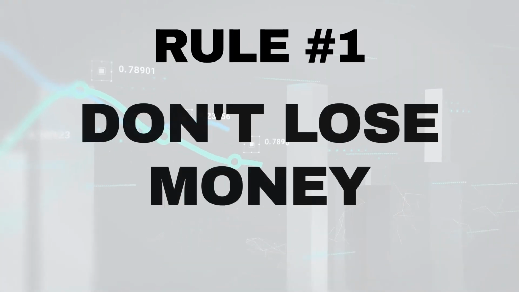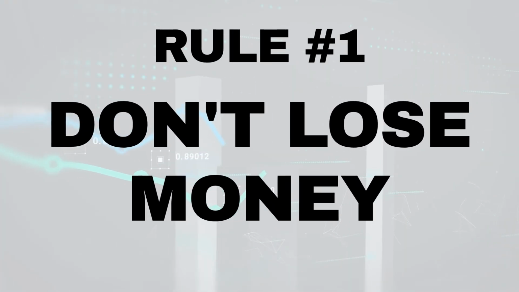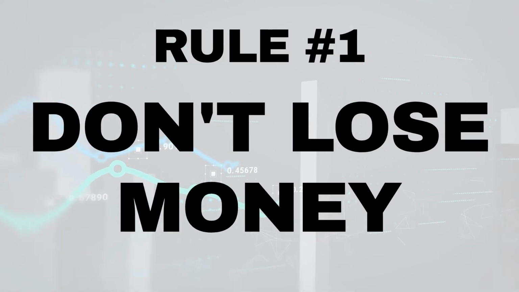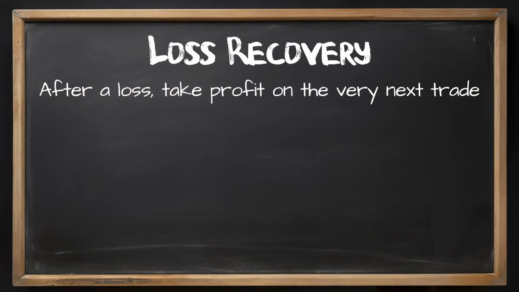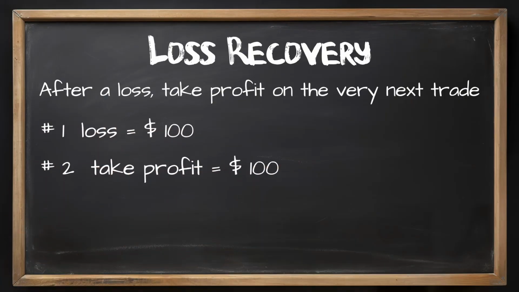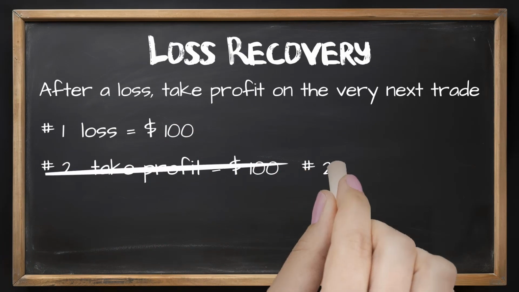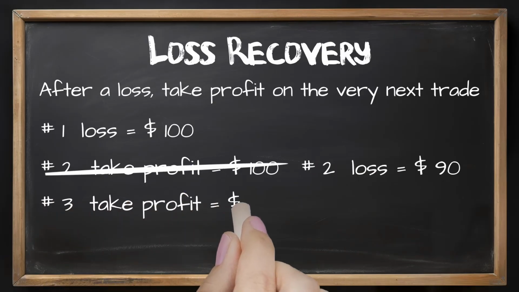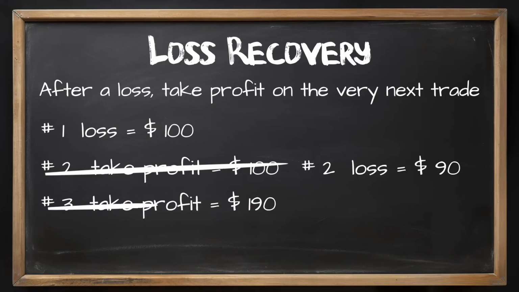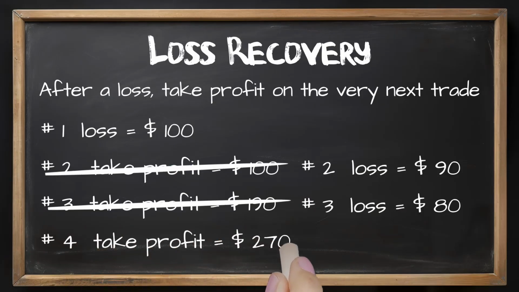The number 1 rule of trading is don't lose money. Protect your account at all costs, and after a loss, you should play it safe and reduce your risk, and this is how you're going to do that with this system. After a loss, the very next trade is going to take profit as soon as you can cover that loss. So if you lost $100 on the last trade, your next trade will take profit at $100. If that trade also loses, and now you're down perhaps $190 in total, your third trade will take profit at $190, and so on. Your aim is always to recover your account back to full balance as soon as possible.